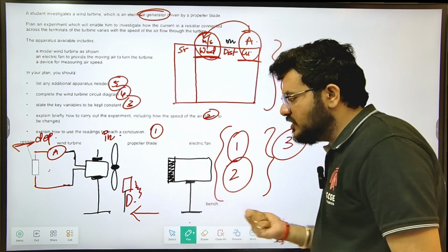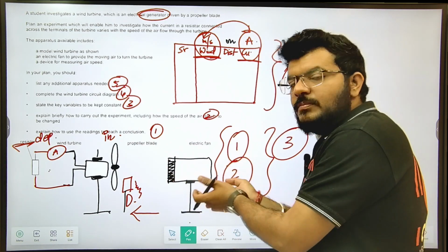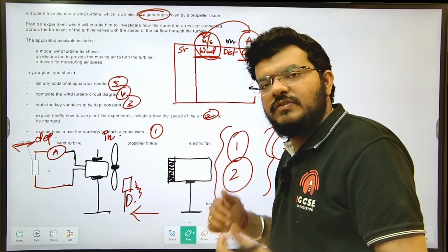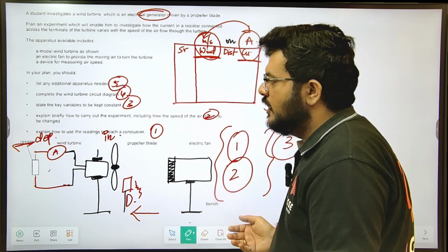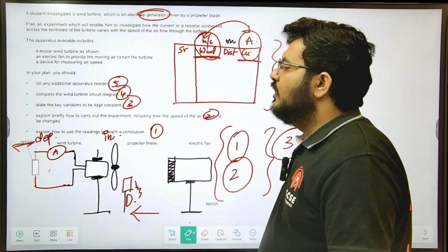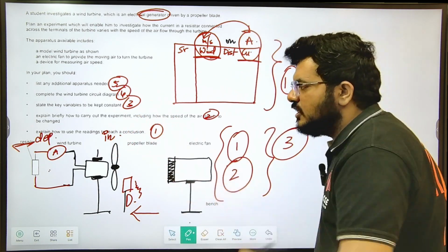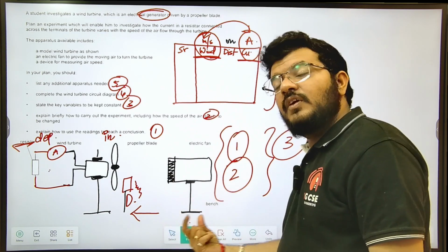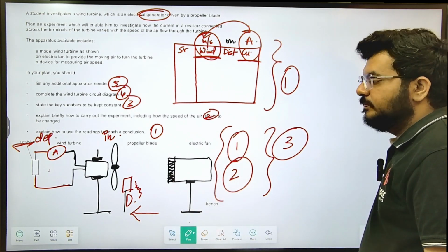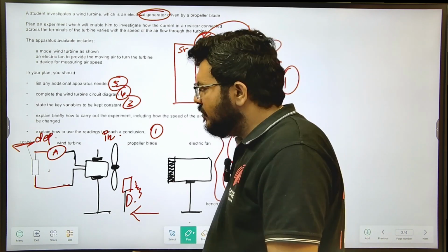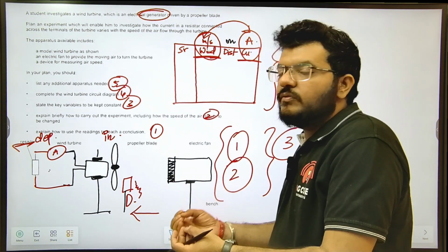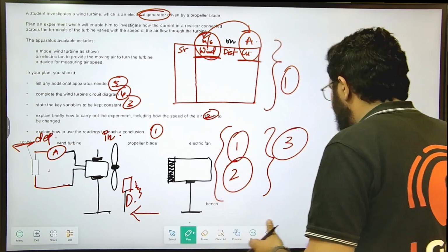I am taking this away. Or there may be a regulator here. You can change the airspeed then also, but it's not given, so I've assumed that it can't be changed. Explain how to use these readings to reach a conclusion. So how would you do that? Make a table, make a graph, and reach the conclusion. Okay, I believe this should give you the full marks required for this question, right?